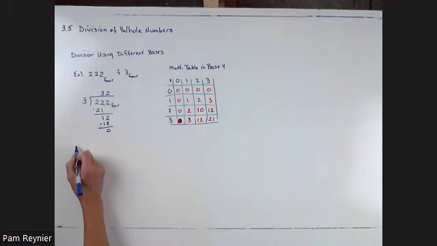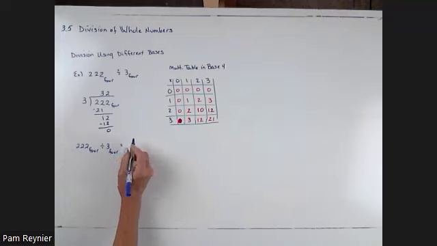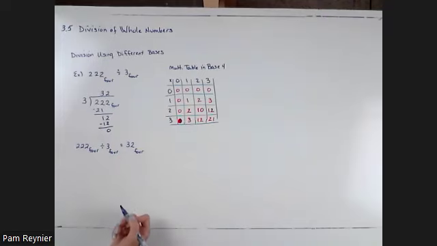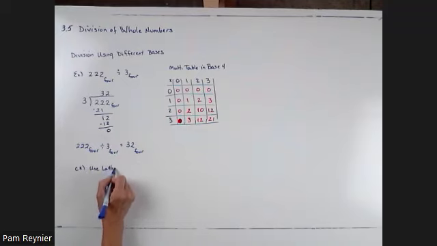So we can say 222 base 4 divided by 3 base 4 gives me an answer of 32 base 4. Well, how do we check it? We check it by doing what we did with multiplication in the last section. So if I check this, I'm going to choose to use the lattice method.